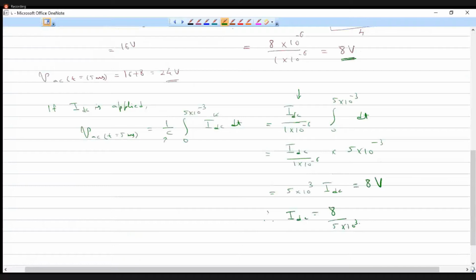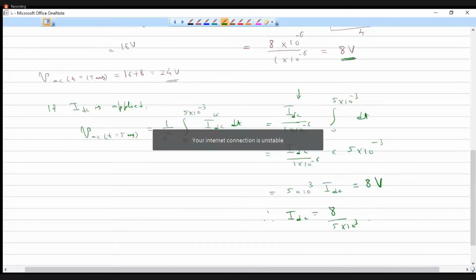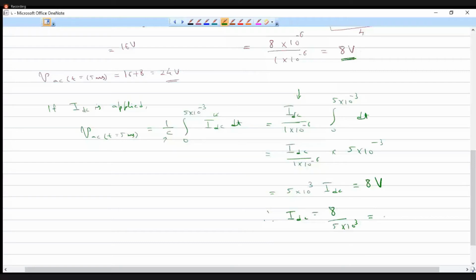IDC will be 8 upon 5 into 10 power 3. So 8 by 5 will be equal to 1.6 into 10 power minus 3 ampere, or we can write it as 1.6 milliampere. So if you are replacing the periodically varying current source with a constant DC source, and you want to build up the same voltage of 8 volt, then I should have a constant current source delivering a current of 1.6 milliampere. This is going to charge the capacitor to 8 volt at the end of 5 milliseconds.